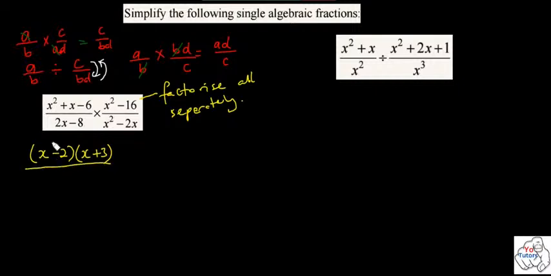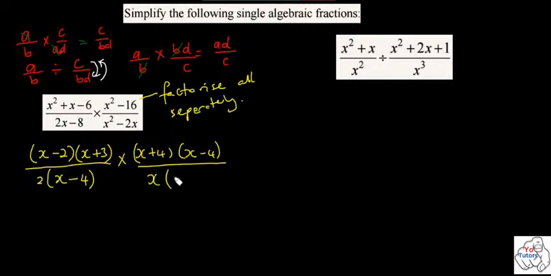Then we say over. Here we are going to factorize 2 outside, then you're left with x minus 4. Then times, when it's multiplication, there's nothing to worry about. Here we need to check this difference of 2 squares. So it's going to be x plus 4, x minus 4, over x squared minus 2x. So you factor out x, then you get x minus 2, okay? Just like that.